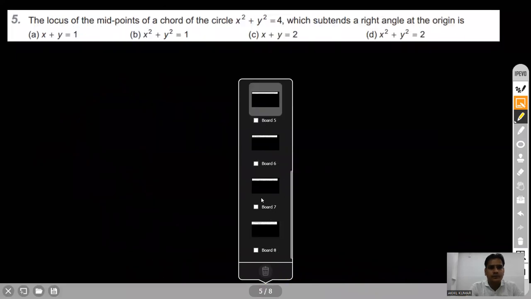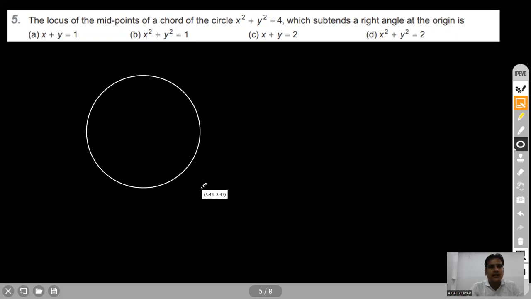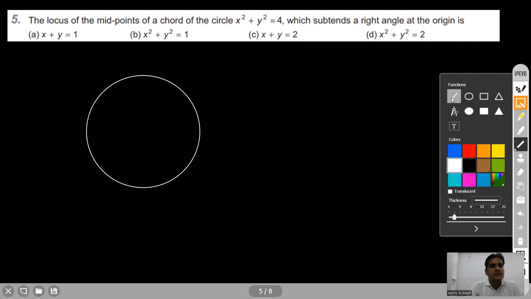Question number 5. It is saying the locus of the midpoints of a chord of the circle x square plus y square equal to 4, which subtends a right angle at the origin. Okay. So one circle is there and one chord is there. Let me draw this chord. And this chord is subtending a right angle at the origin.